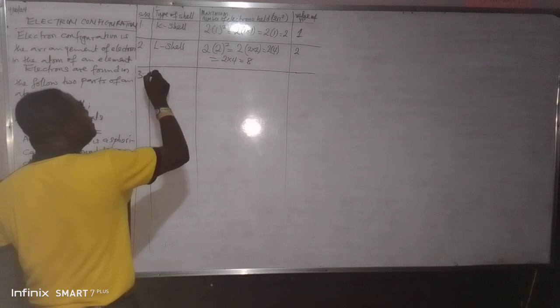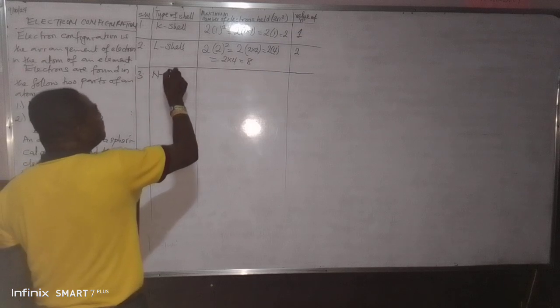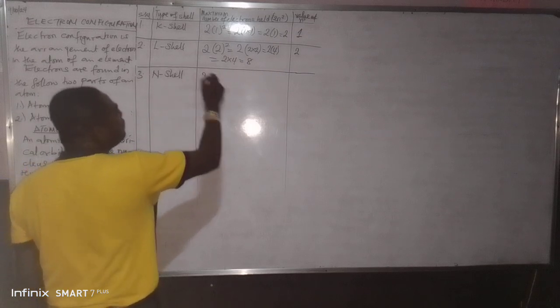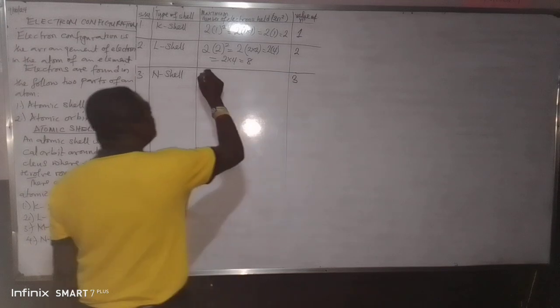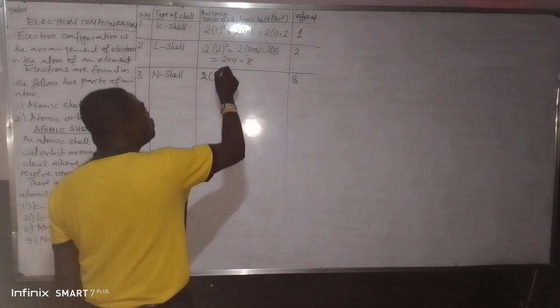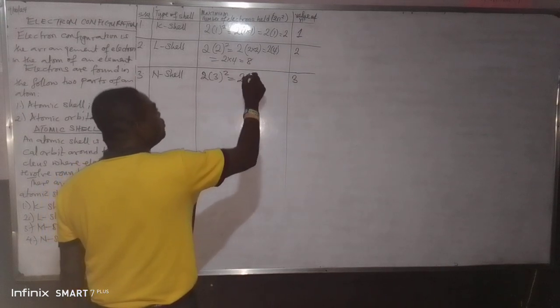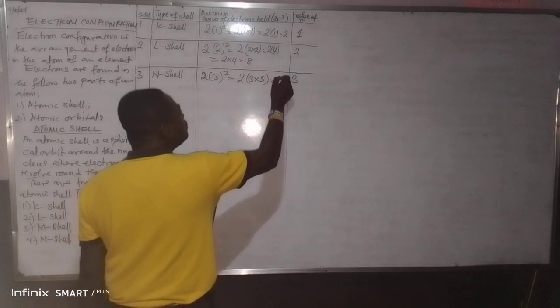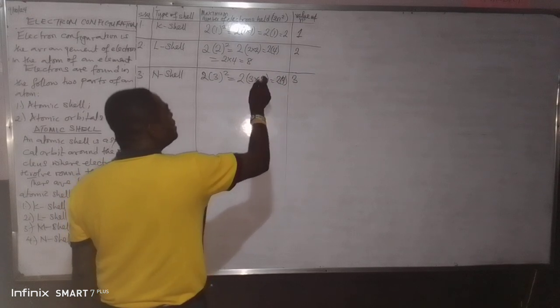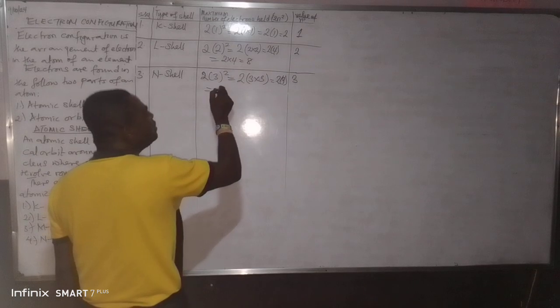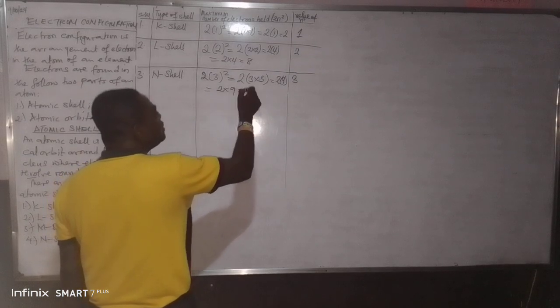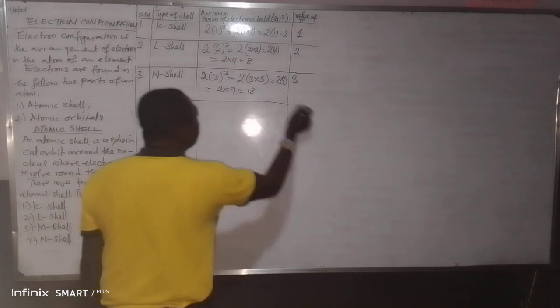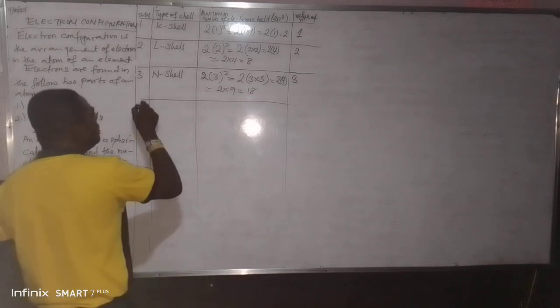Then number 3 is M shell, where the value of n is 3. We have 2 into 3 squared, which is 2 into 3 times 3, which is 2 into 9, and this gives me 18. So M shell can carry a maximum of 18 electrons.